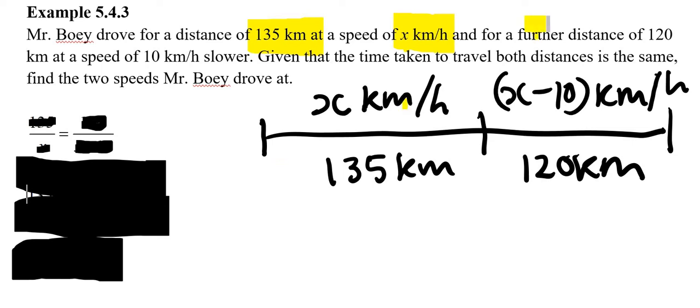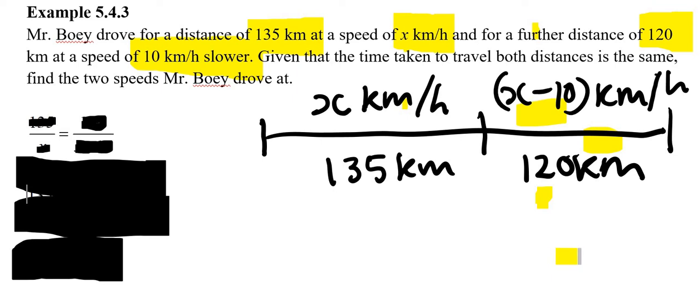And for a further distance of 120 kilometers, over here you can extend the line and write down 120 kilometers. That's the further distance, at a speed 10 kilometers per hour slower. So you can fill in the speed here as well, at x minus 10 kilometers per hour.